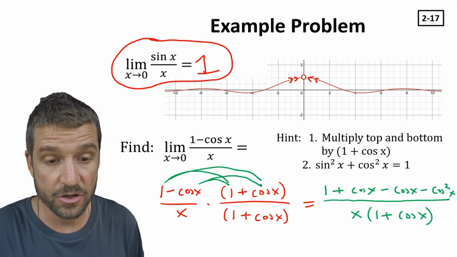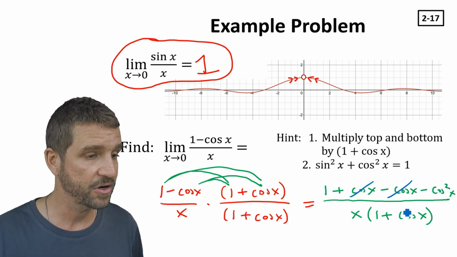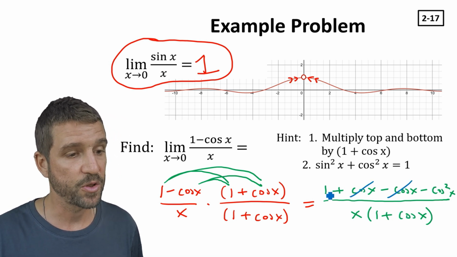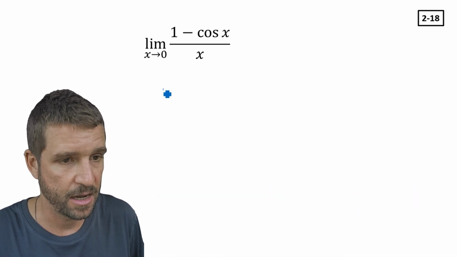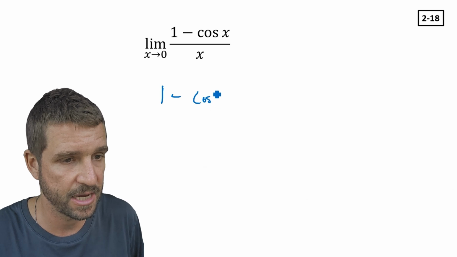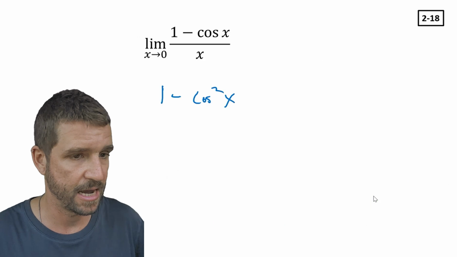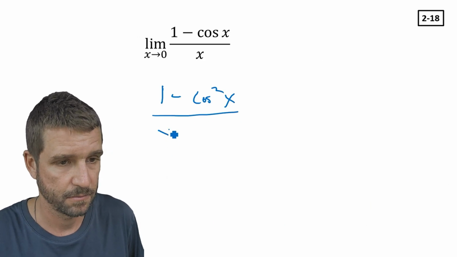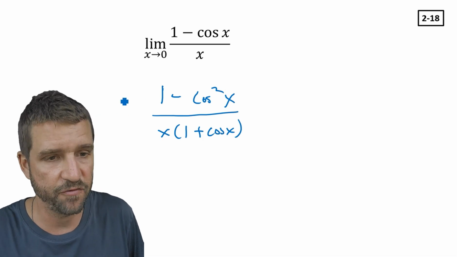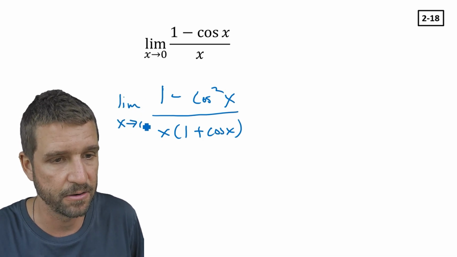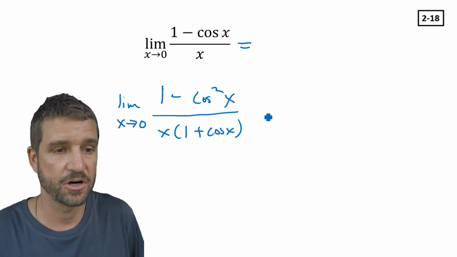Okay, and now some things are going to cross out, which will make our life a little bit easier. The cosine x and the negative cosine x cross out. So we're left with 1 minus cosine squared x on the top. And on the bottom we have x times 1 plus cosine x. So far we're at the limit as x approaches 0 of all of this equals the limit as x approaches 0 of all of that.